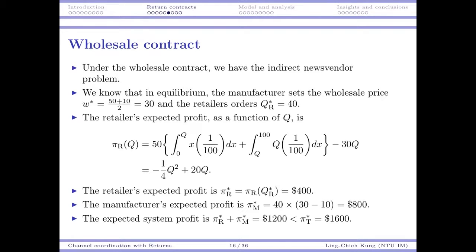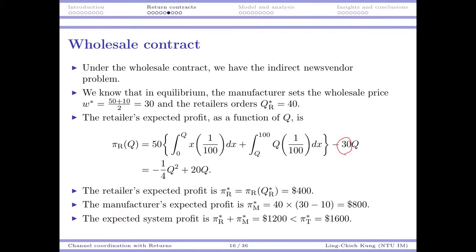And then, the retailer's expected profit can again be derived as a second order polynomial. The only thing that is changed is just this number. Previously it's 10, now it's 30. Now, we can show you that the retailer's expected profit with the retailer optimal quantity is 400.